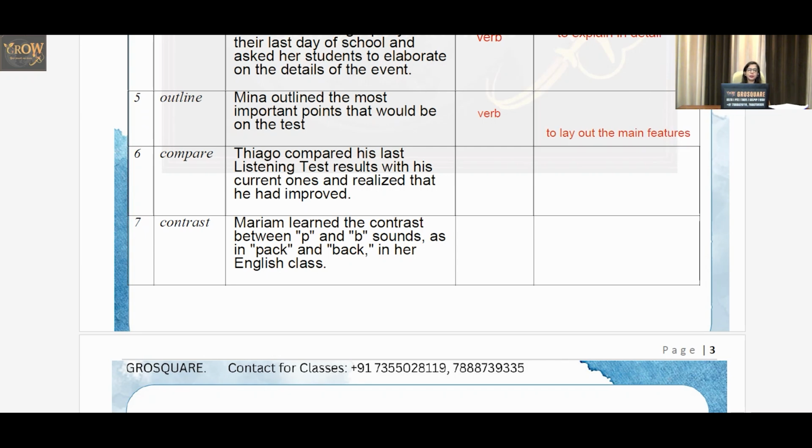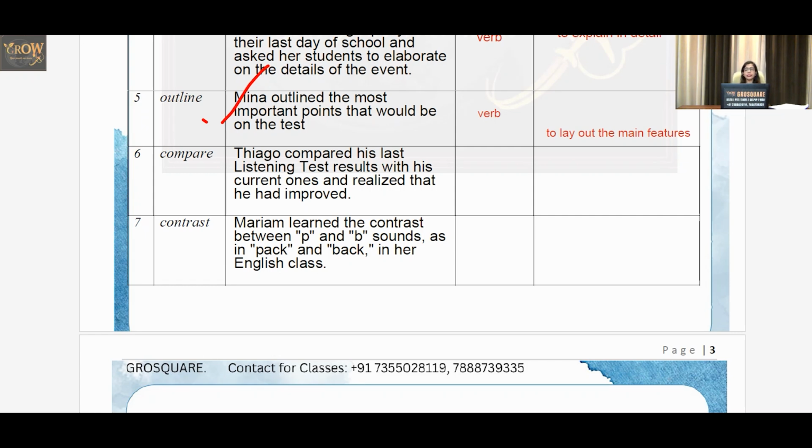ठीक है, अब जैसे किसी कोचिंग का मेन फीचर क्या हो सकता है, अच्छा पढ़ाते हैं और रिजल्ट ओरिएंटेड कोचिंग है, like this. Okay, so let's give the example a look. The example is Meena outlined the most important points that would be on the test. That means उसने detail नहीं दी. What she said, okay, you can go over chapter 1. The topics are social integrity and something like this. Just the name of the topic. So she basically outlined but did not explain any kind of detail.